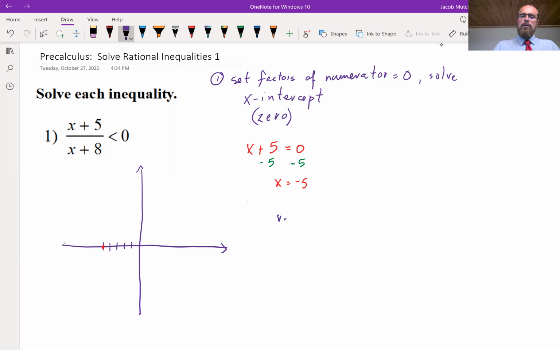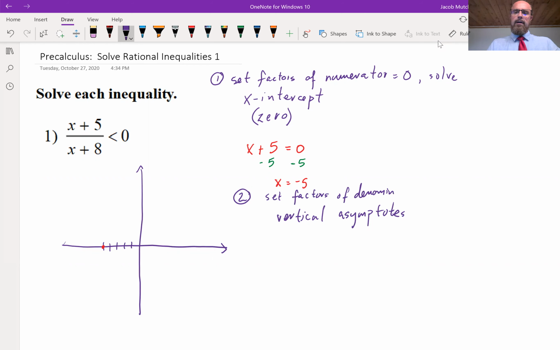So remember, a vertical asymptote is where the denominator of a function attains the value of 0. So if I think about how to find vertical asymptotes, it's similar to what we did to find zeros. The only difference is that I'm now going to set the denominator factors equal to 0 and solve. Now, when I look at my denominator, it also is fairly simple. It's just x plus 8.